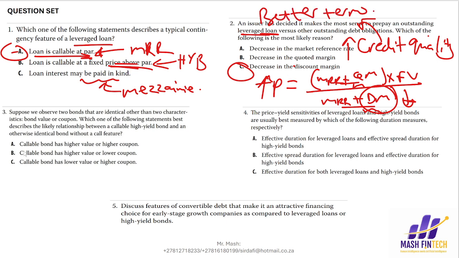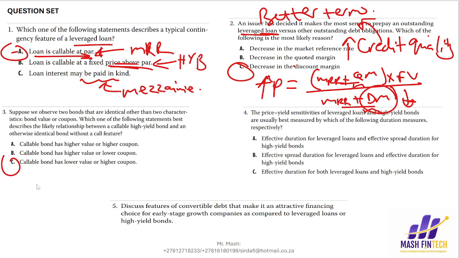Okay, question number 3. Suppose you observe two bonds that are identical other than two characteristics, bond value or coupon. Which of the following statements best describes the likely relationship between a callable high yield bond and an otherwise identical bond without a call feature? So this is also very straightforward. The answer is going to be C. Callable bond has lower value or higher coupon.